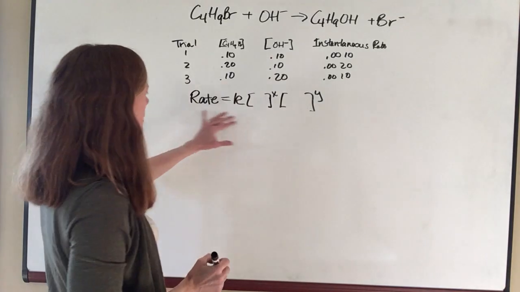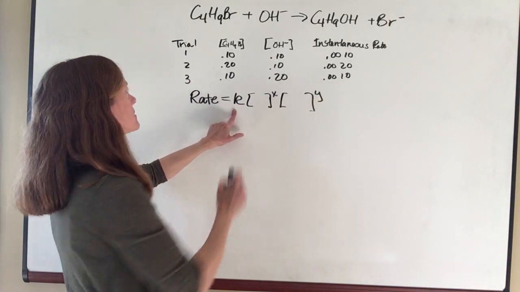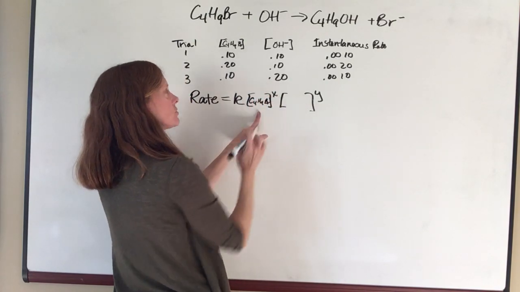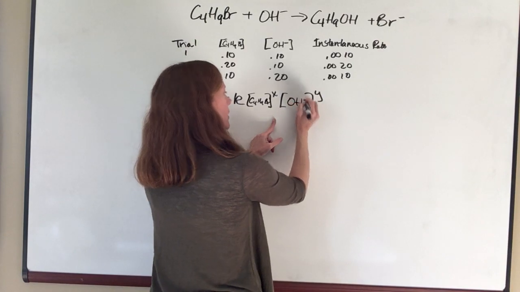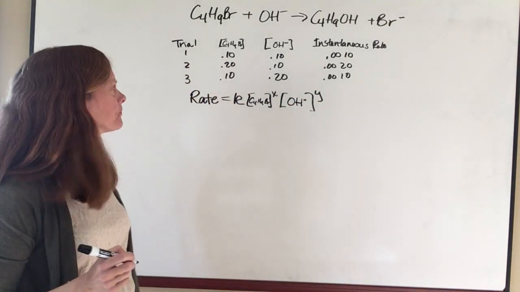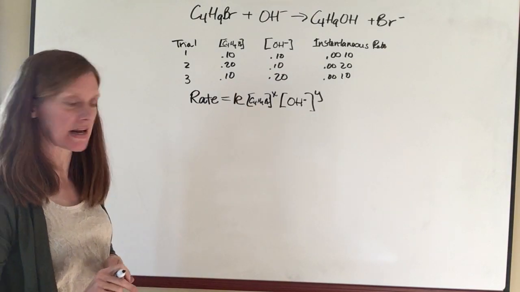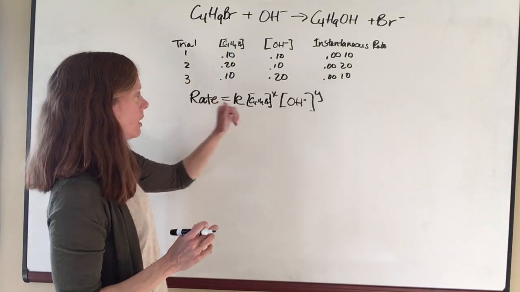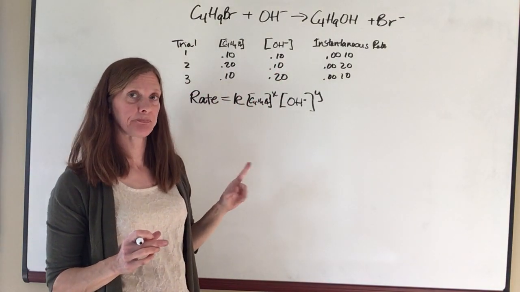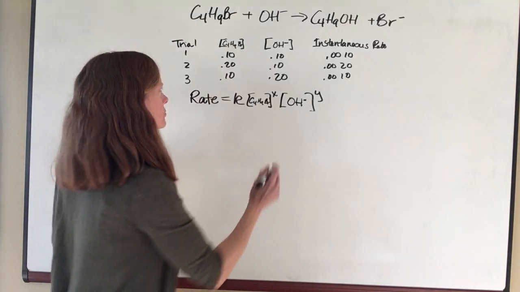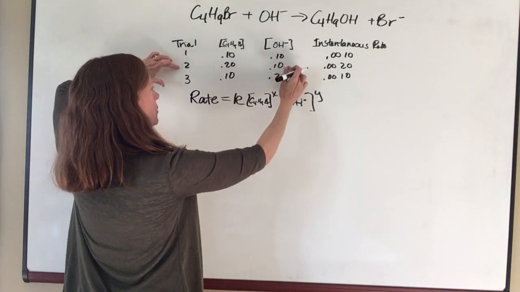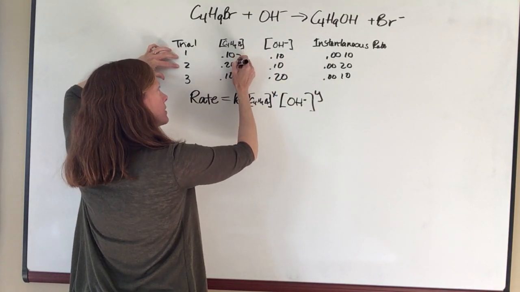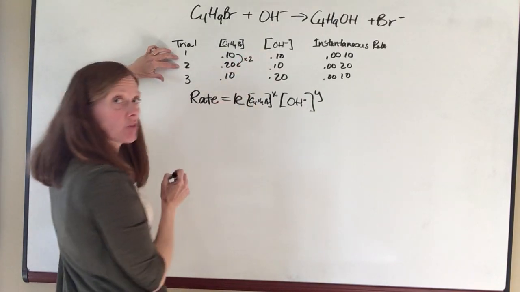So if I look at this, my rate equation is the rate constant times the concentration of C4H9Br raised to the X power times the concentration of OH minus raised to the Y power. So now let's look at and analyze this data. Because what I need to do, again, is I need to find two trials where one reactant stays the same and where the other one is going to change. So if I look at trial 1 and trial 2, I notice that the OH stays the same, and to go from 0.1 to 0.2, that's been doubled.